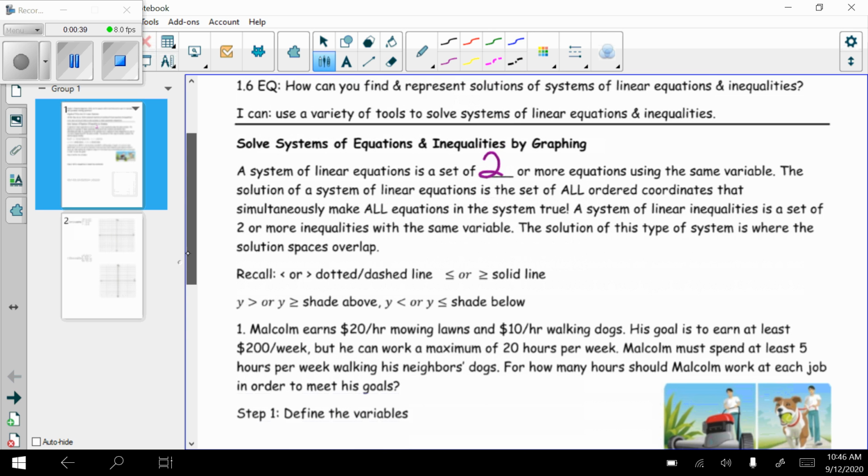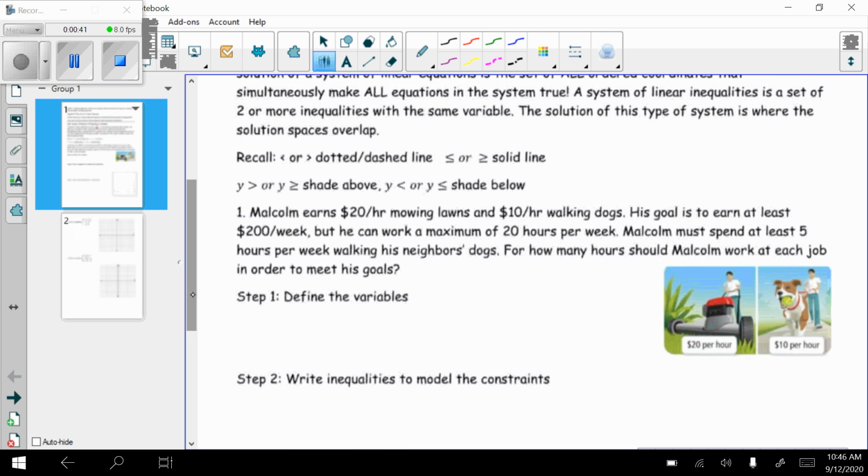So we want to recall from Algebra 1, when we first learned how to graph inequalities, that if you have a less than or greater than sign without an equals sign, then you graph a dotted or dashed line. If you have a less than or equal to or greater than or equal to, then you graph a solid line. And then we have to shade when we graph inequalities. So if it's y is greater than or equal to, we shade above our line. Y is less than or equal to, we shade below our line.